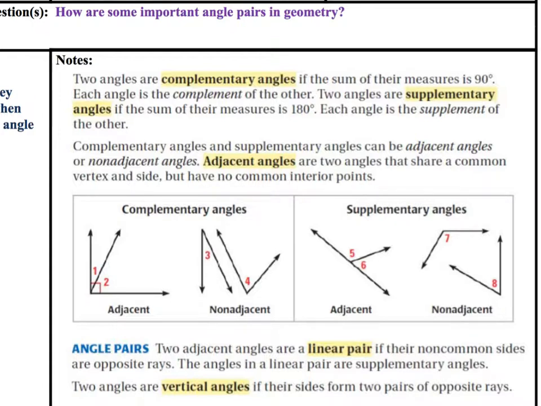Complementary is adding to 180. No, complementary is adding to 90. Y'all, it's Friday. And the struggle is real.